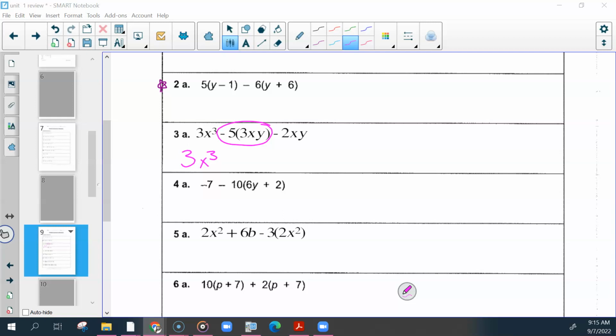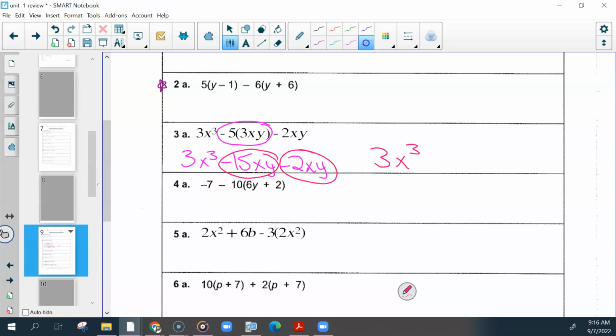Okay, come on. There we go. Negative 15xy, bring down negative 2xy. Can we do anything else with this? Yes. What? We have like terms we can combine. So negative 15 minus 2. Remember, we're starting with a negative. We're going further into the negative. So negative 17. Keep your exponents.